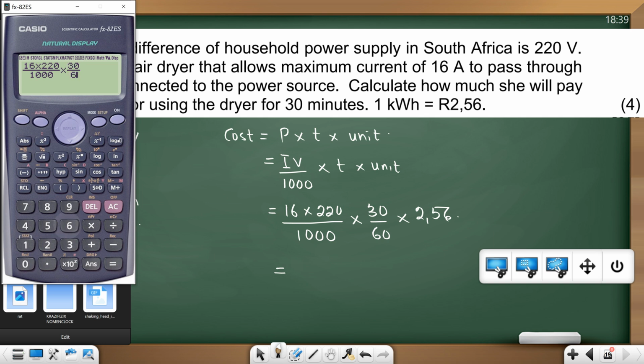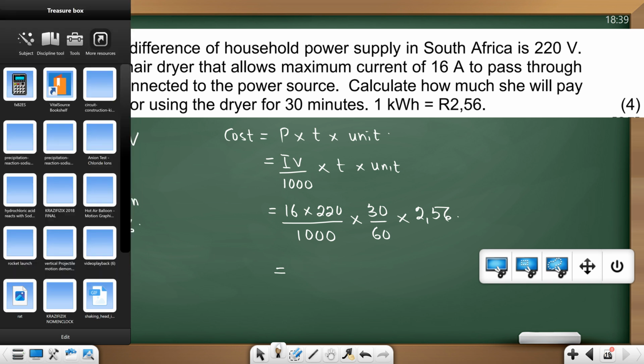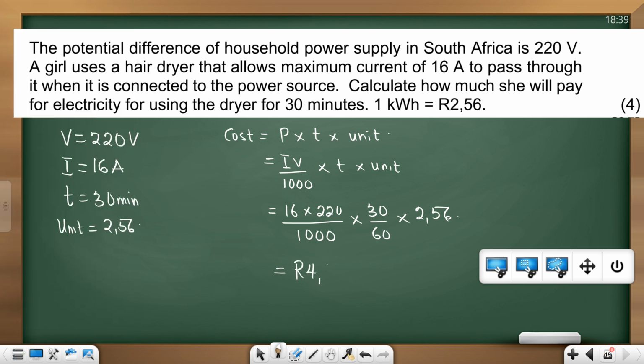30 over 60 times 2,56. 4,51. 4 rand 51. This is how much you are charging when you use your hair dryer. 4 rand 51 cents. Are we okay? Are we okay? Those of you that got it wrong, are we okay?